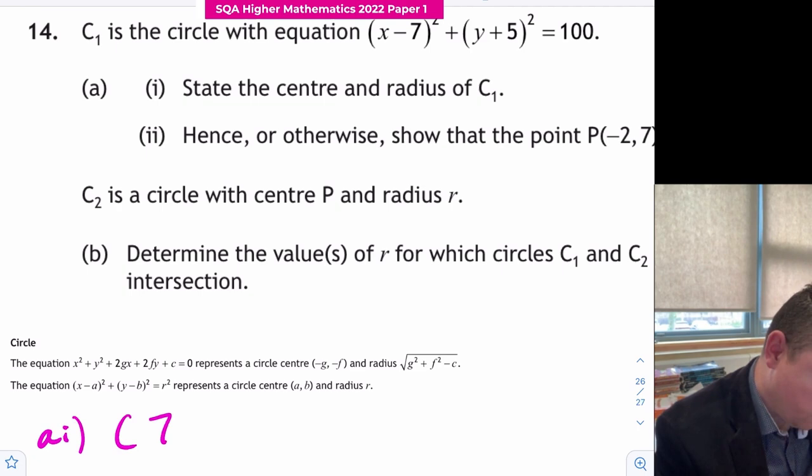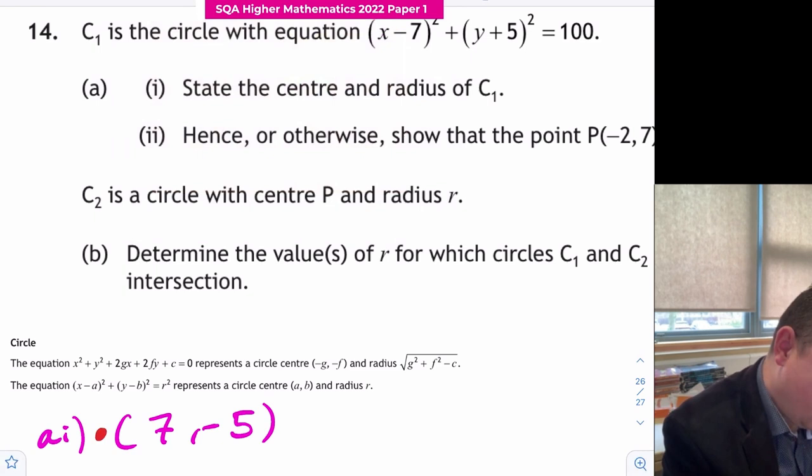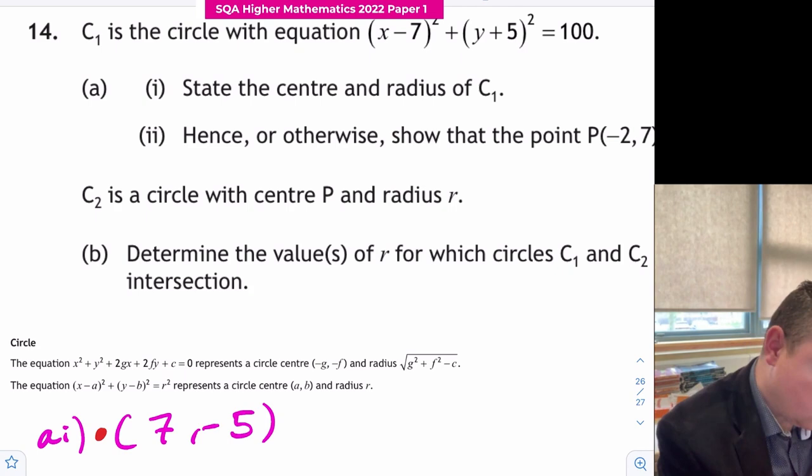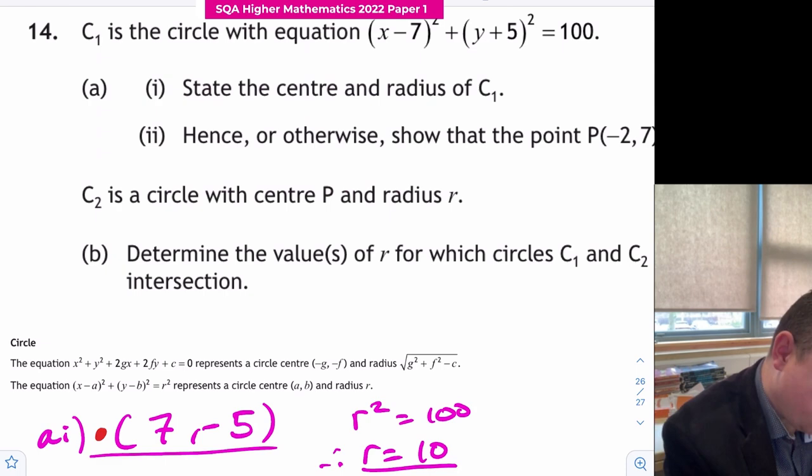And then remember, looking at the formula sheet, we can work out the radius, because if it's in already factorized form, the right-hand side equals r squared, so we can write down r squared equals 100, therefore r equals 10, because it's the square root of 100, for our second mark. Nice start there.